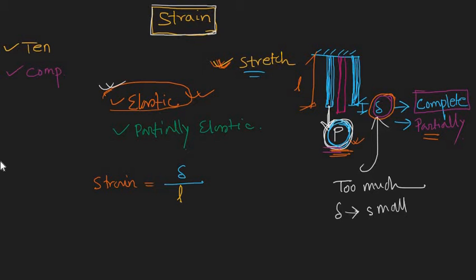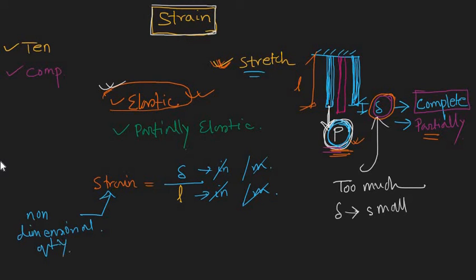So what is the unit of this strain? The deformation delta may be in inches or meters, and the length of the bar is also in inches or meters. In both cases you can see that they cancel each other. That means strain is a non-dimensional quantity. So strain is a non-dimensional quantity.